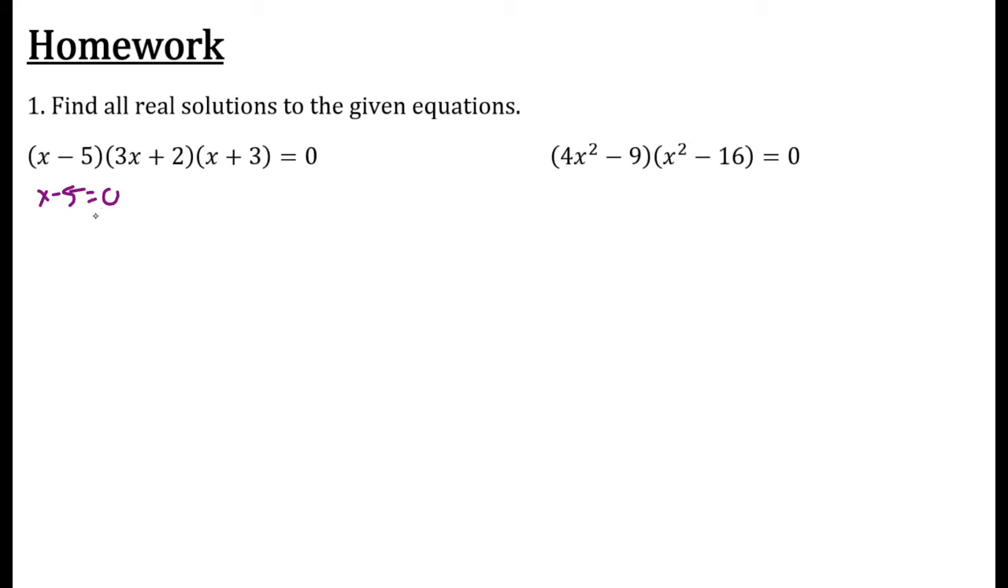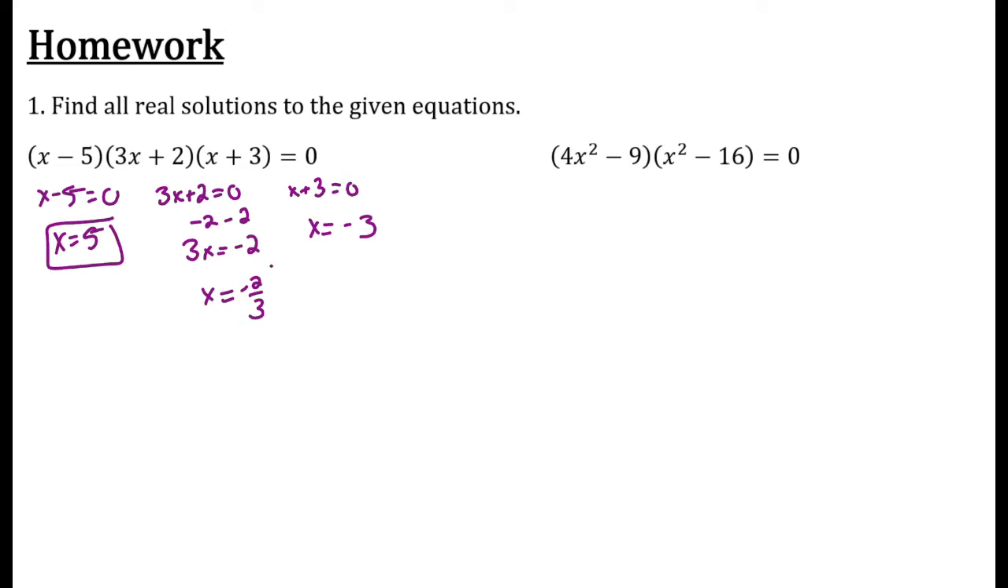If x minus 5 equals 0, x equals 5. If 3x plus 2 equals 0, well, subtract 2, 3x equals negative 2, divide by 3 and get x equals negative 2/3. Or x plus 3 equals 0, and you get x equals negative 3. So our solutions to this equation are x equals 5, negative 2/3, or negative 3.